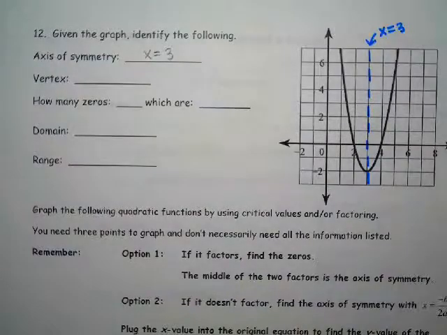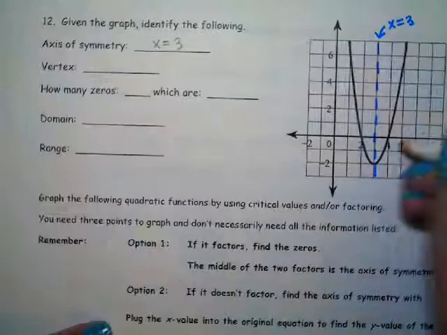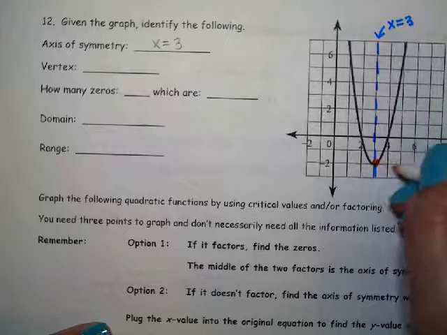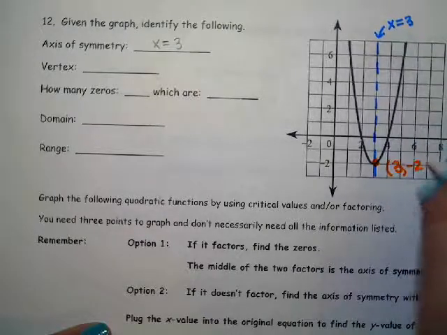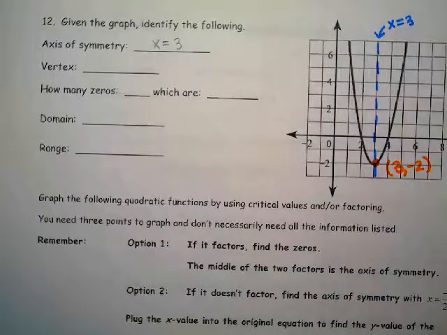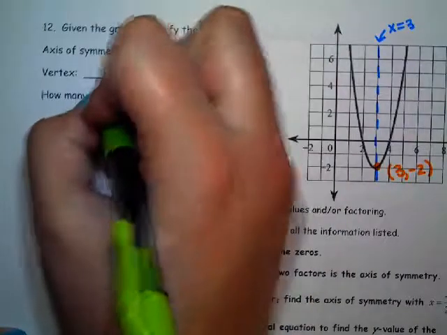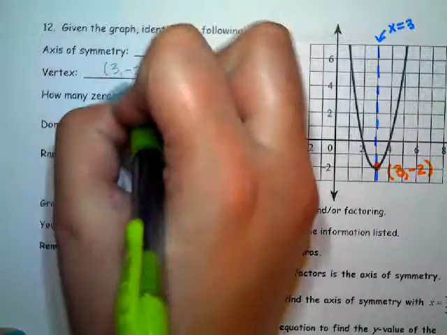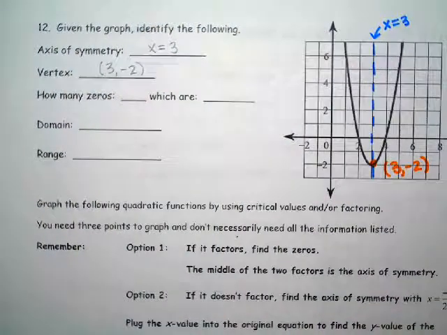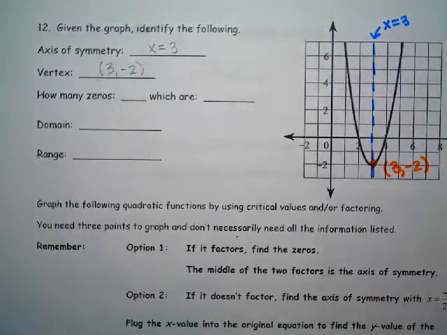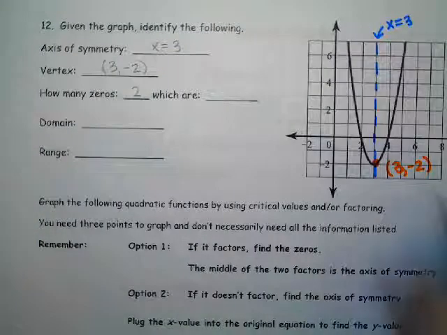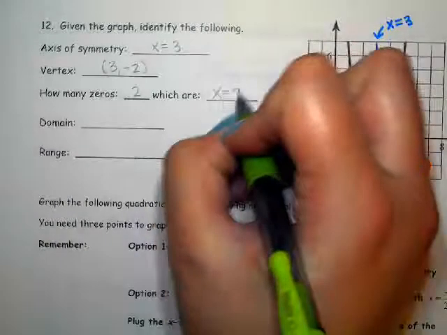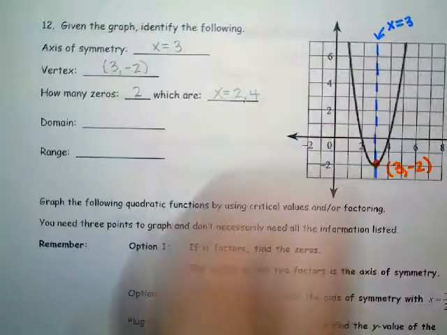All right, what is the vertex? It is 3. Sorry, right 3, down 2: 3, -2. Okay. How many zeros are there? 2. And what are they? Okay, x equals 2, x equals 4.